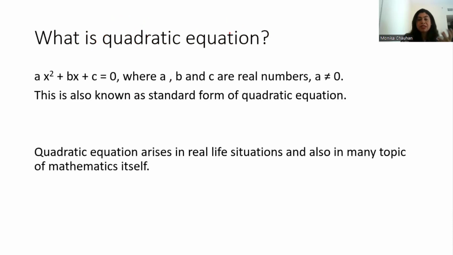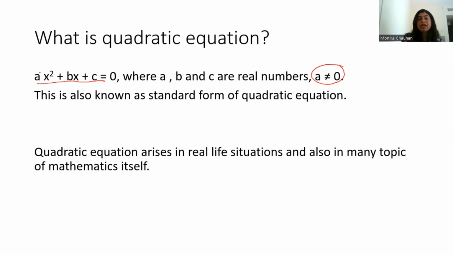So now in your textbook, you are going to learn the standard form of a quadratic equation. So what is a quadratic equation in standard form? This is the one, ax squared plus bx plus c is equal to 0, where a, b, c are real numbers and a not equal to 0. This is really very important. Everyone should remember this.